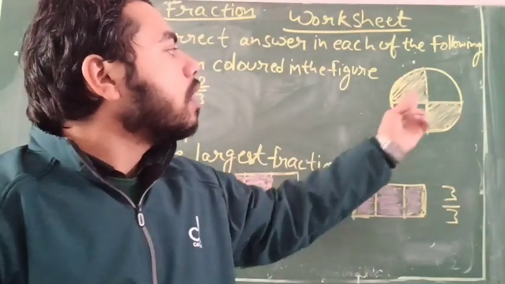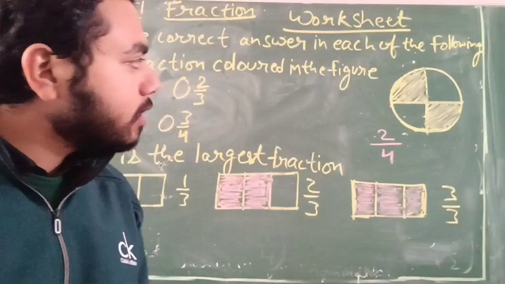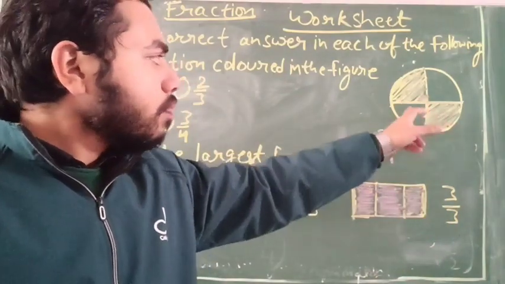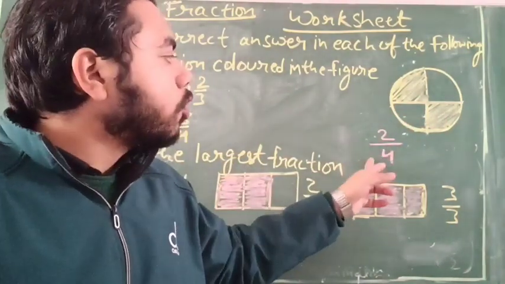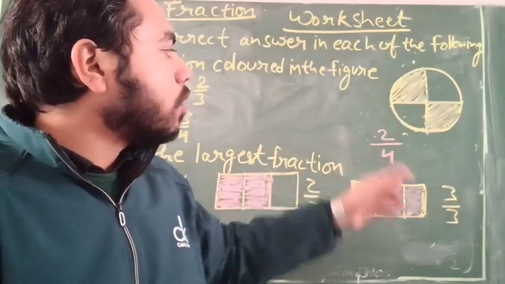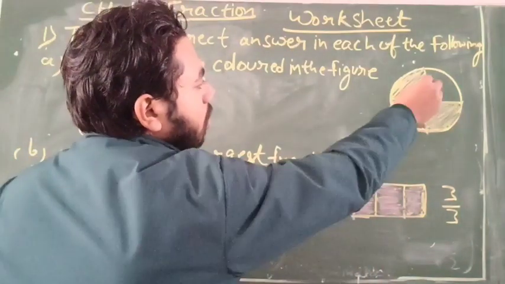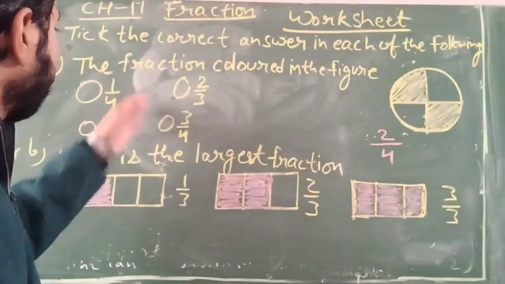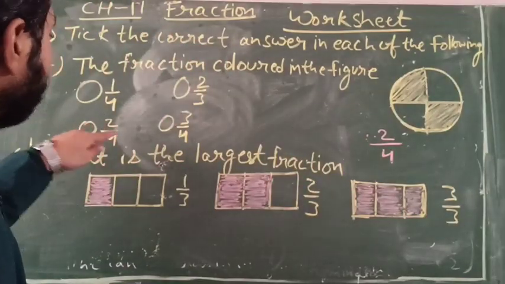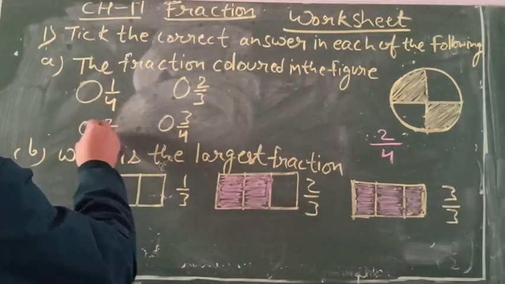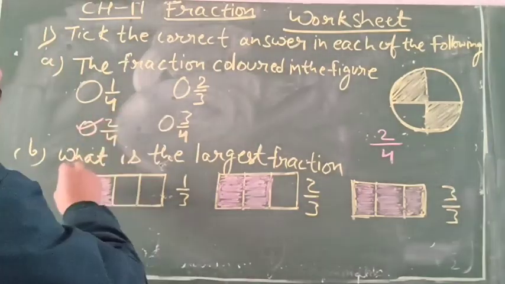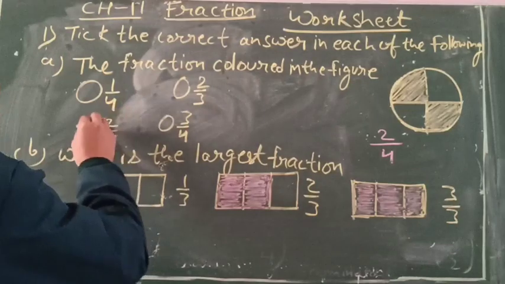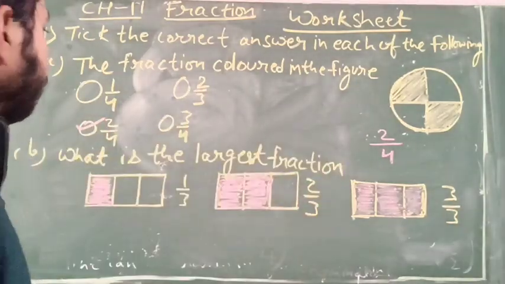It is divided into 4 equal parts, so the denominator should be 4. So 2 by 4. That figure represents 2 by 4. So 2 by 4 will be the correct answer for that figure.